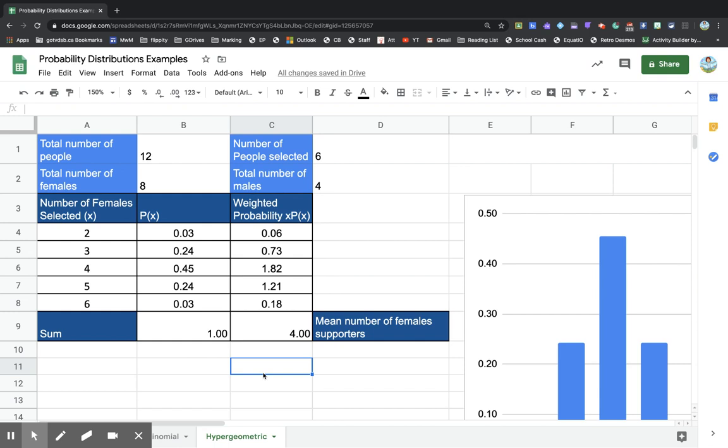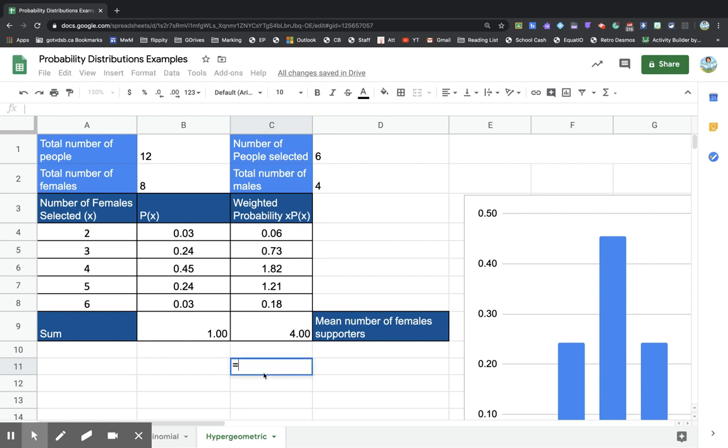But if you remember in the binomial, we just looked at the number of things we were selecting, in that case liberal supporters, times the probability of selecting a liberal supporter. Let's see if we can use that same idea here. The number of people we're selecting is 6. The number of females is 8, and the total number of people is 12. So the probability of selecting a female, if I just select one particular person, would be 8 out of 12.